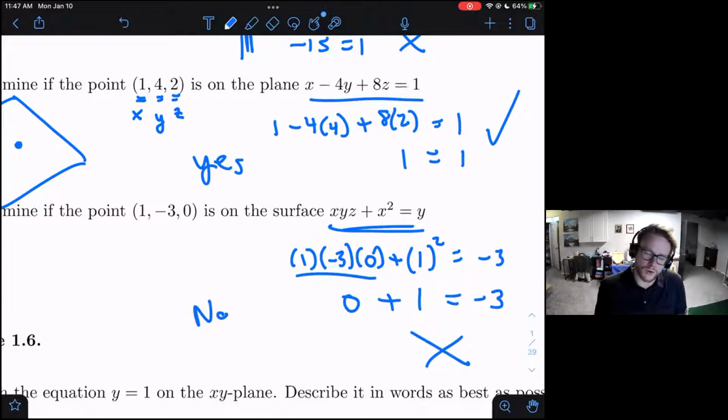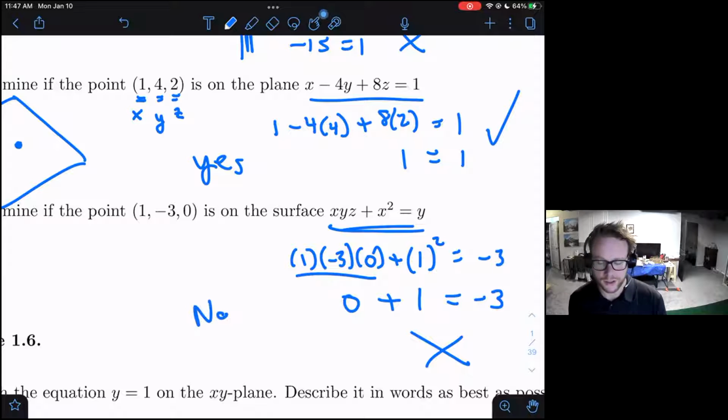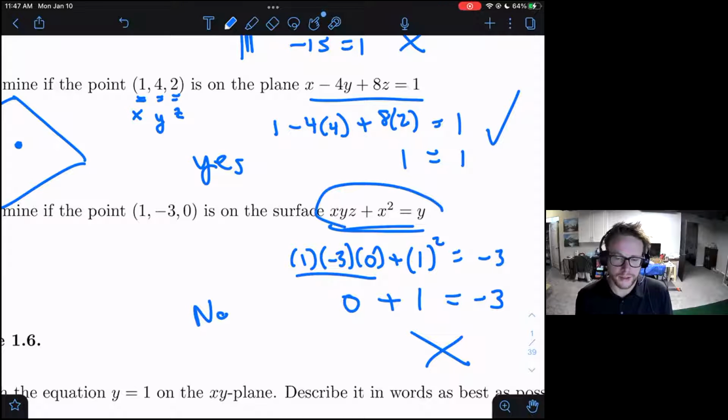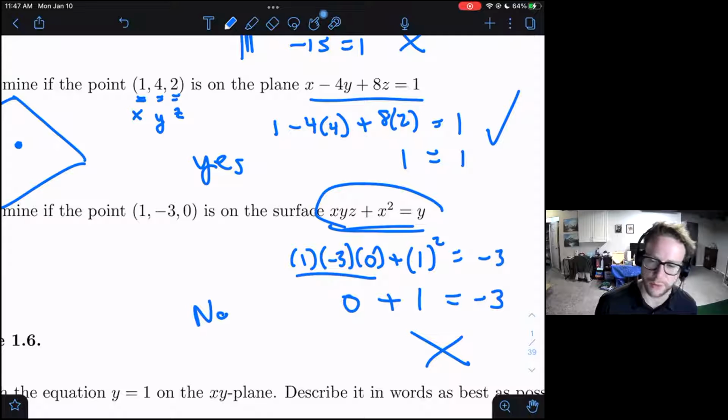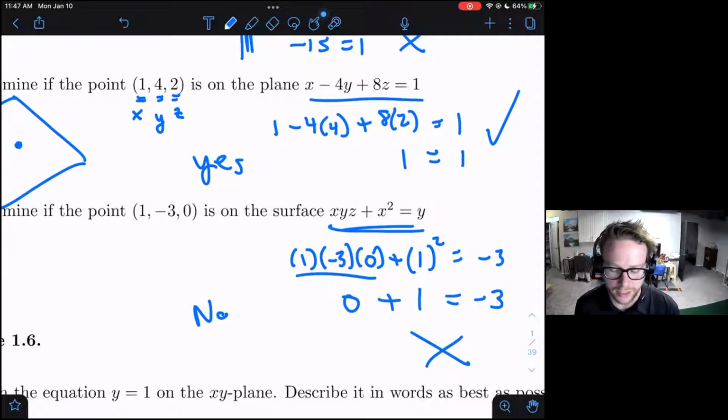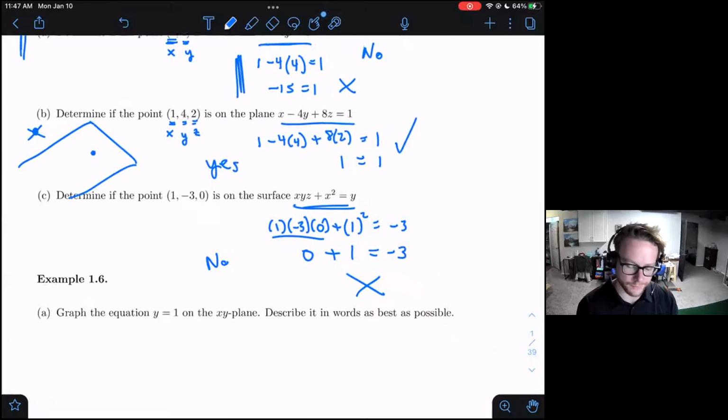So although I don't necessarily know what this surface looks like, this seems like a very complicated thing, right? Although I don't know what the surface looks like, I can tell you whether or not points exist on it, right? And in this case, the point (1, -3, 0) isn't on this particular surface, whatever it might look like.